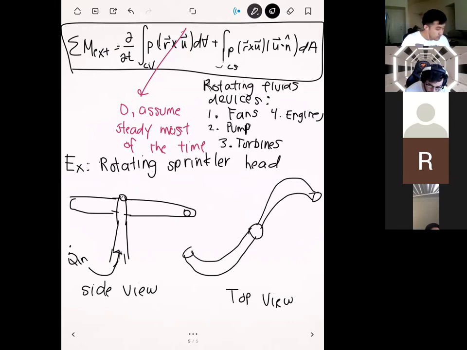Okay. And so from the top view, you can see here that the water is going to come out just like that. It's going to come out the other side too. Okay. All right. So just like we always do with these control volume problems, our first step is going to be to actually draw our control volume.